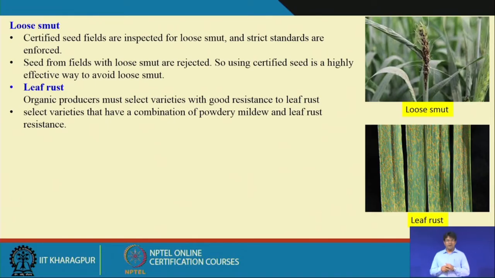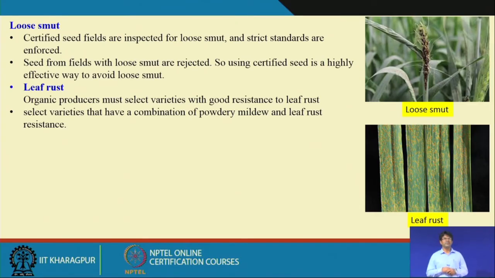And loose smut, as you say, is a fungal disease, and also leaf rust. So, regarding certified seeds in organic farming, as discussed, either loose smut or leaf rust are caused by fungus. Certified seed fields are inspected for loose smut, and strict standards are enforced to collect seeds that are free from any pest and disease infestation. Seeds from fields with loose smut should be rejected and should not be used in organic farming. So, using certified seeds is a highly effective way to avoid loose smut.